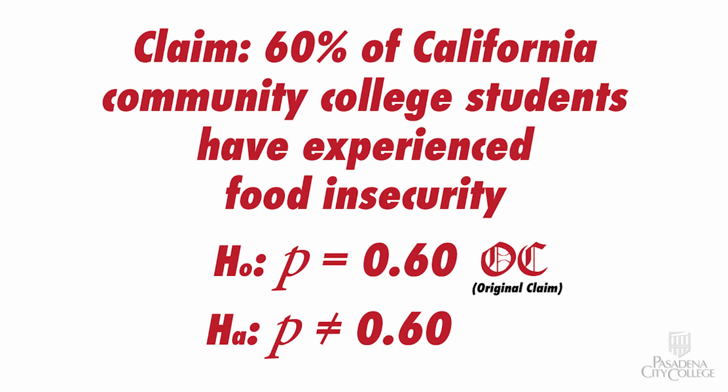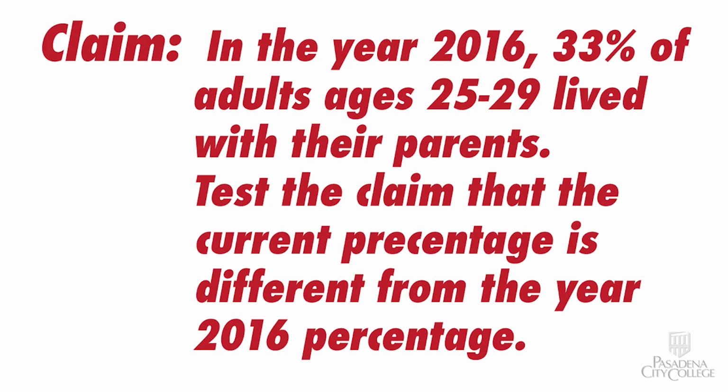Okay, Smarty Pants, here's the tricky one. Claim: in the year 2016, 33% of the adults aged between 25 and 29 lived with their parents. Test the claim that the current percentage is different from the year 2016 percentage. You still live with your parents, don't you, Jay?